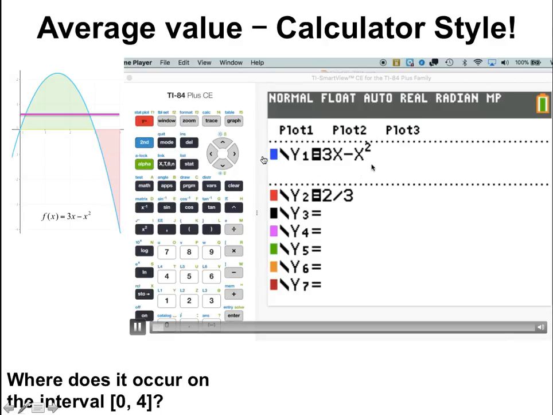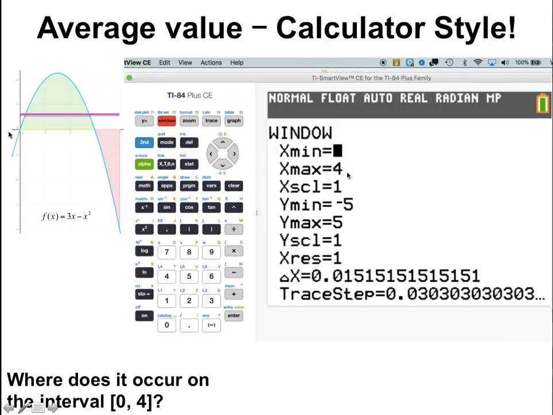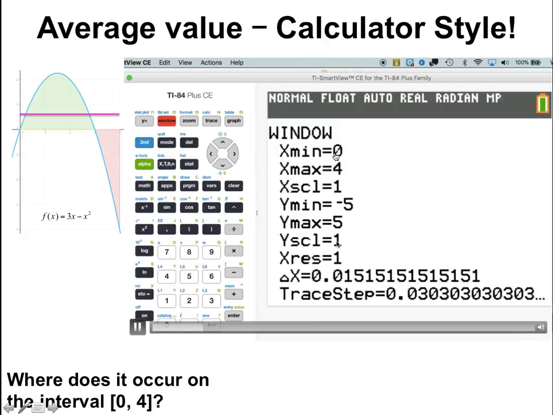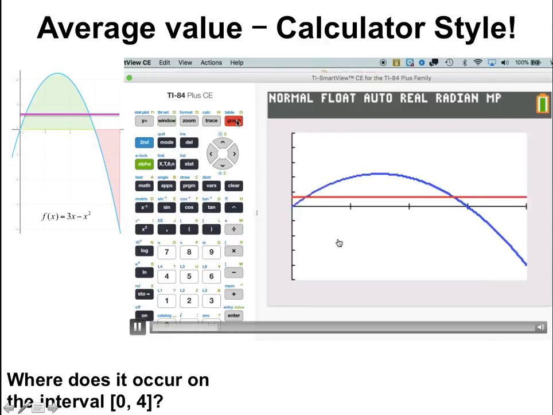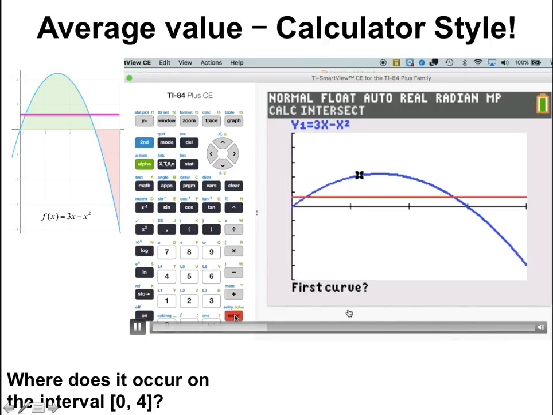So I graphed the parabola 3x minus x squared, and I graphed the horizontal line 2/3. I'm going to use parameters similar to what I have here: x from 0 to 4, and y from minus 5 to positive 5. And I set my scale at 1, so I have tick marks every 1. And so there are the 2 points of intersection. And then as I do a second calc, I'm going to do an intersect. So that's option 5. And then I'm going to look down here for instructions.